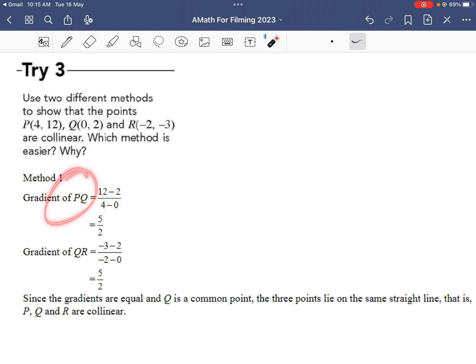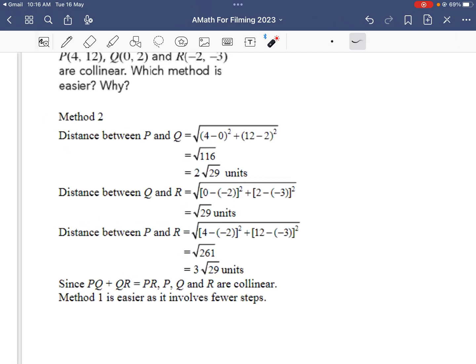Okay, method 1: I found the gradient of PQ to be 5 over 2, and the gradient of QR to be 5 over 2. Since the gradients are equal, hence the 3 points are collinear. That is the first method. So check that you have 5 over 2 and 5 over 2.